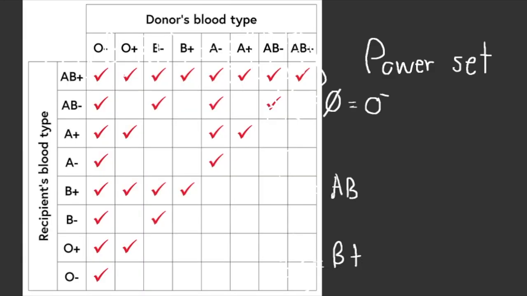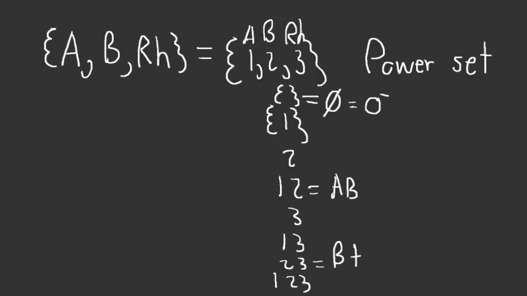Now we can say mathematically, we can look all fancy and say, well, the blood types are just the power set of the molecules A, B, and Rh. So that's fine, that's interesting. But how does this relate to Sierpinski's triangle? I'm getting there.